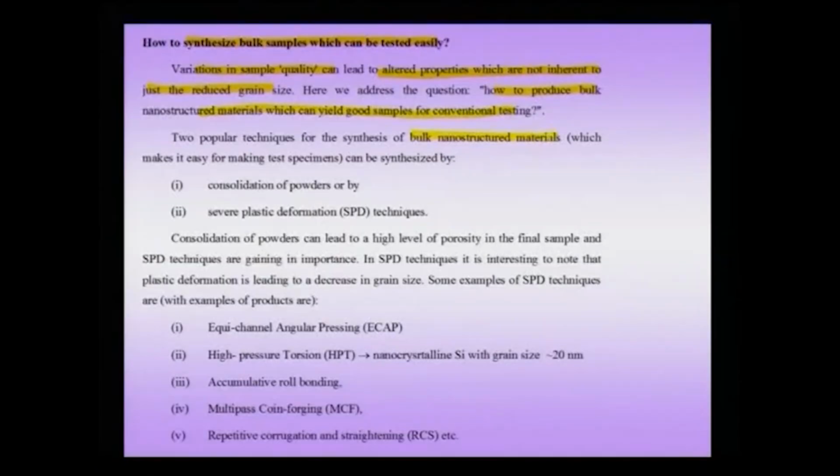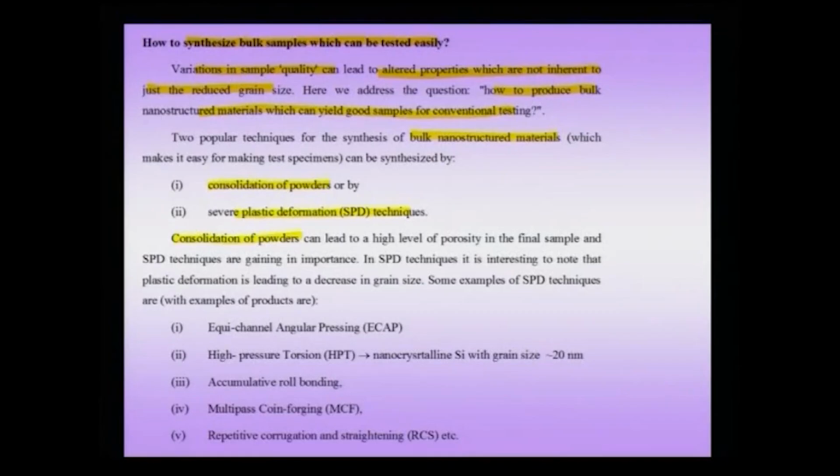So, this is an important problem we are talking about, and there are two popular techniques for producing bulk nanostructured materials, and these are consolidation of powders and severe plastic deformation techniques. These are techniques which have become popular in the last 20 years, wherein people are addressing the question: how do I produce these bulk nanostructured materials such that I can put them through common tests like tensile testing or hardness testing, such that I am able to obtain the inherent properties of the material easily.